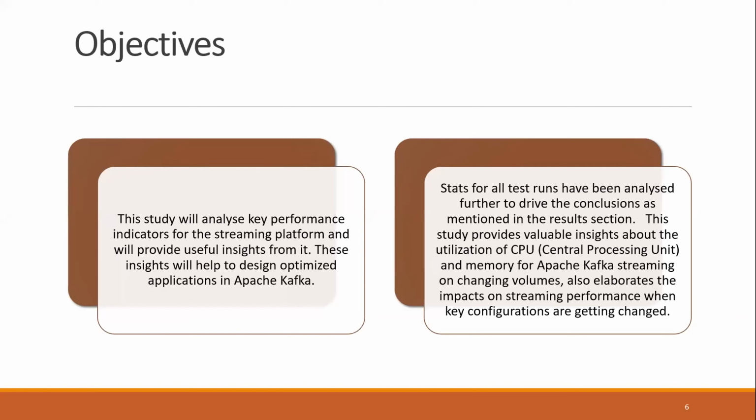We've also collated the stats for all the test runs that we have done, which we'll discuss in the coming slides. This also provides valuable insights when we tweak the configuration parameters of Apache Kafka that control the streaming speed and other configurations. So what is the impact of those parameters? We'll talk about it in detail.